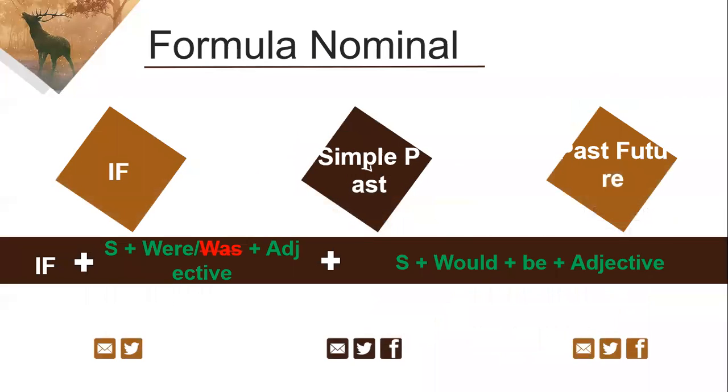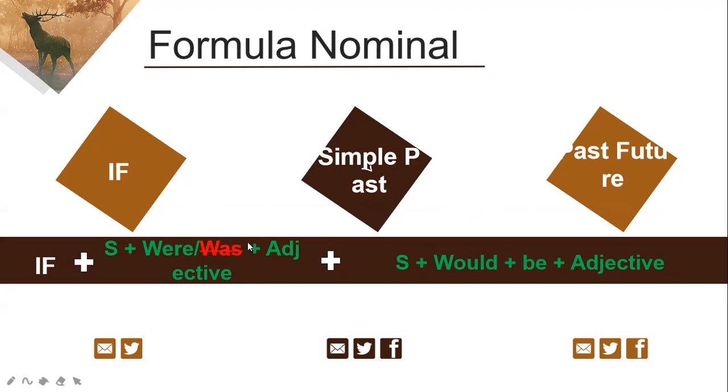Okay, those sentences that we mentioned before have verbs, ada verbnya. Now, how about if we don't use ordinary verb, but we use nominal? Nominal is not ordinary verb, but we use to be. So, for example, like this one: if, and then simple past and past future. If, subject, were or was, and then adjective, and then subject, would be, and adjective. What is the difference here? Kalau nominal sentence, apa perbedaannya?